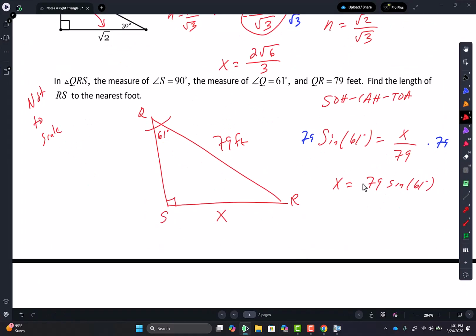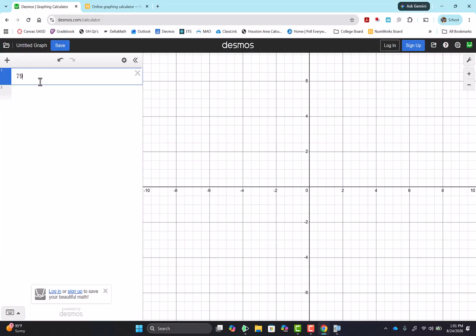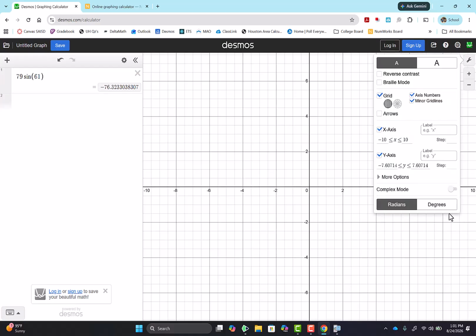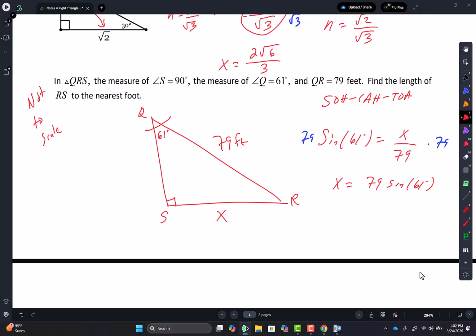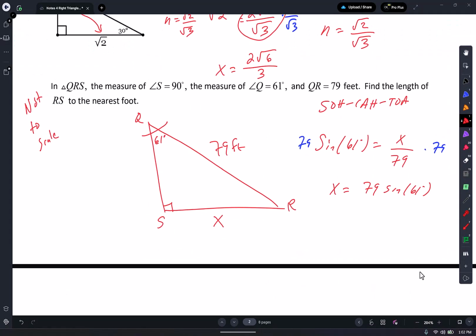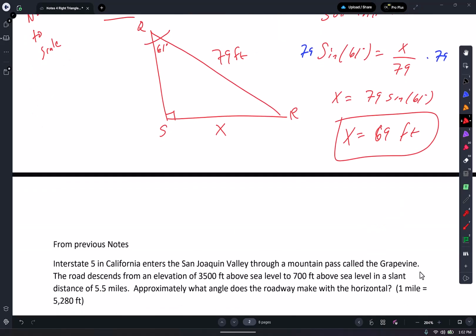So that's fine. 79 sine 61. So here we go. I'm going to go 79 sine 61, and I get an answer. But I look at that answer. Is it possible for me to get a negative distance? No, not right now. So obviously something's up. Click on the little wrench and then click on degrees, and then there it is, 69.09. And I think we already did this question in the previous notes. I think it was the exact one because I remember just copying and pasting it. X equals 69 feet because it says nearest feet.